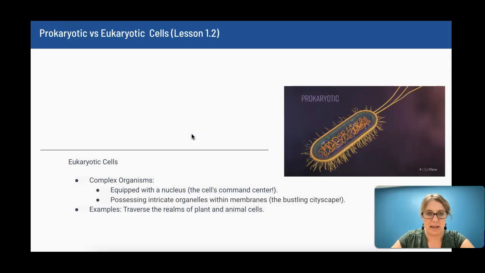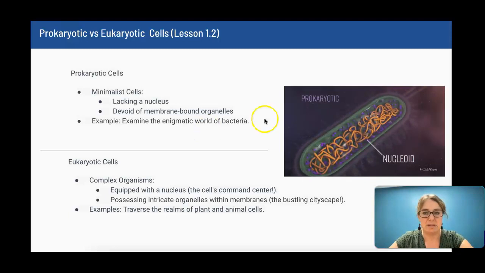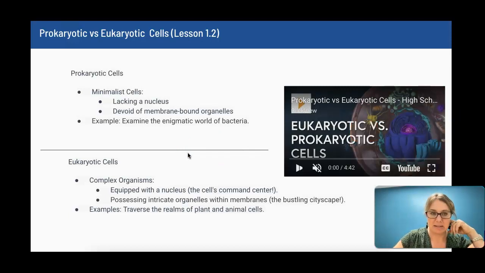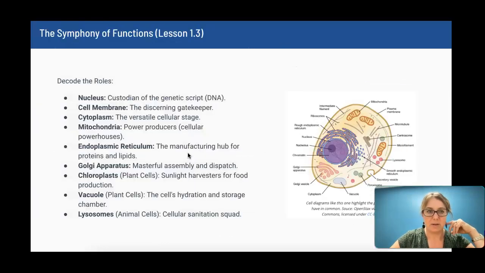And then you're going to look at prokaryotic cells. These are your basic minimalist cells. They do not have a nucleus. They don't have membrane-bound organelles. Bacteria is a great example of prokaryotic cells. Whoops, how do I get out of this? Keep moving. There we go.